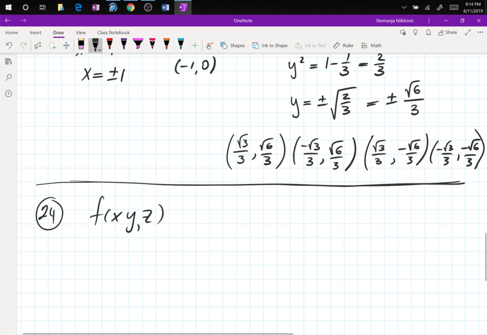So f of x, y, z, your constraint, subject to, is going to be x squared plus y squared plus z squared. Yeah, you want this to be a ball, but minus xy equals 1.